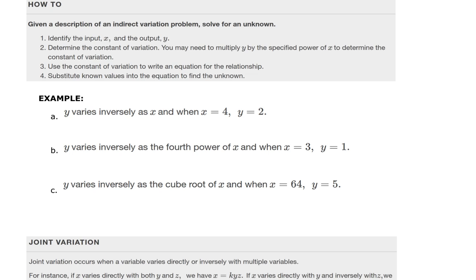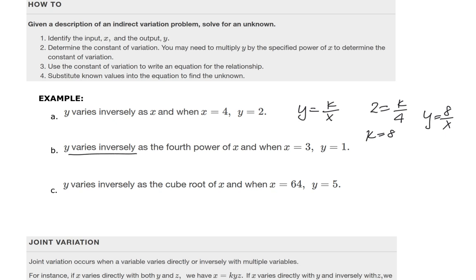So if we take a look at part A here, I'm going to be looking for the keywords varies inversely. So I'm going to have y is equal to k divided by x. So when x is 4, y is 2. Solving, k is equal to 8. So the equation that I'm looking for is y is equal to 8 over x.